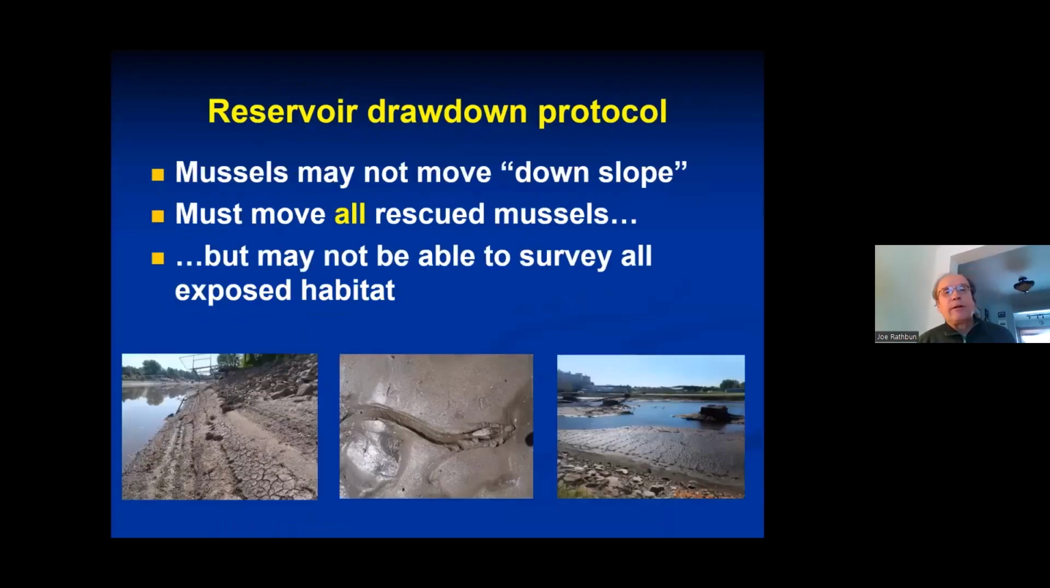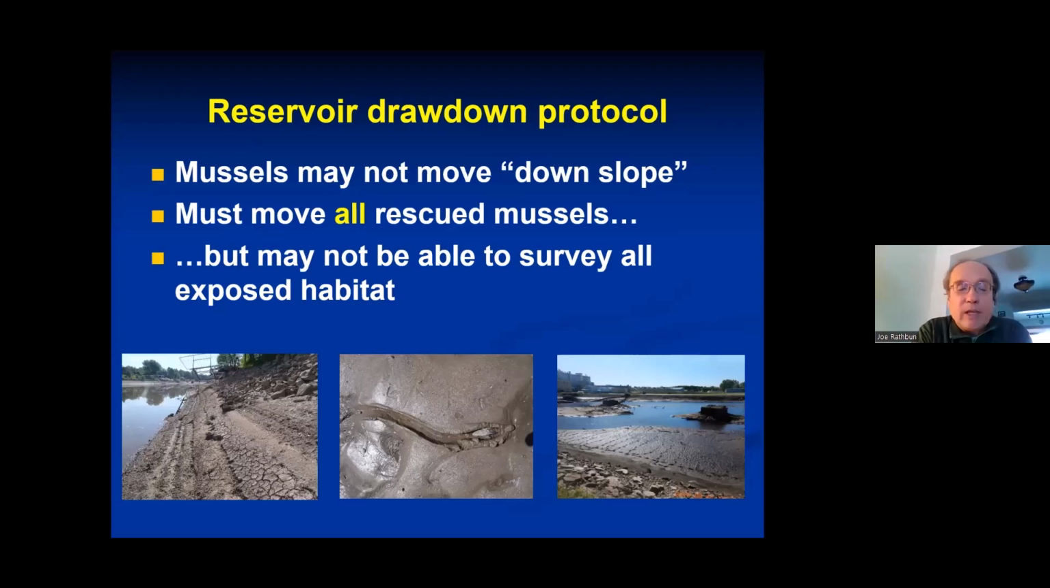The reservoir drawdown protocol, the third protocol, that's kind of a different animal. Mussels react to drawn down water levels in different ways, and not consistently. They don't always move, quote, down slope, down towards the retreating water. Some mussels, apparently some species, tend to bury themselves and try to ride it out.